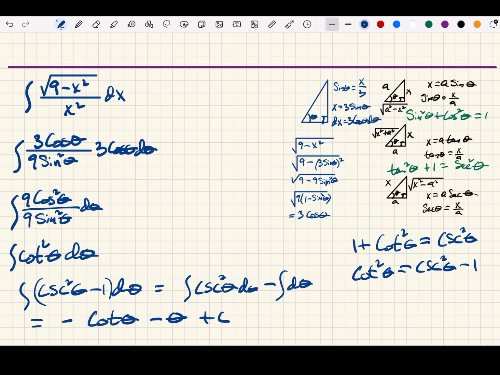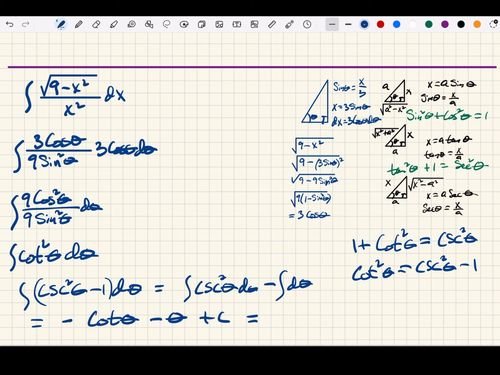Well, I wasn't supposed to have thetas in my answer. What am I supposed to have in my answer? X's. Okay. Well, let's see. Cotangent theta. Well, I made myself a nice triangle, didn't I? And that's how come I did that, so that I can just look at it and tell what I've got.